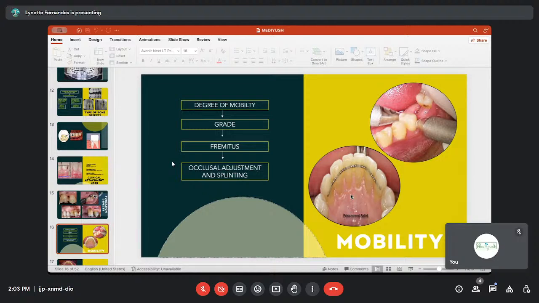But if it's mobile, you just don't advise the patient to extract and place an implant. That's not the thing we do. We check for the grade. We check for fremitus, which is something to check for trauma from occlusion. If that's all fine, then we just go ahead and do a splinting. A splinting is only done when there's a functional requirement as such.